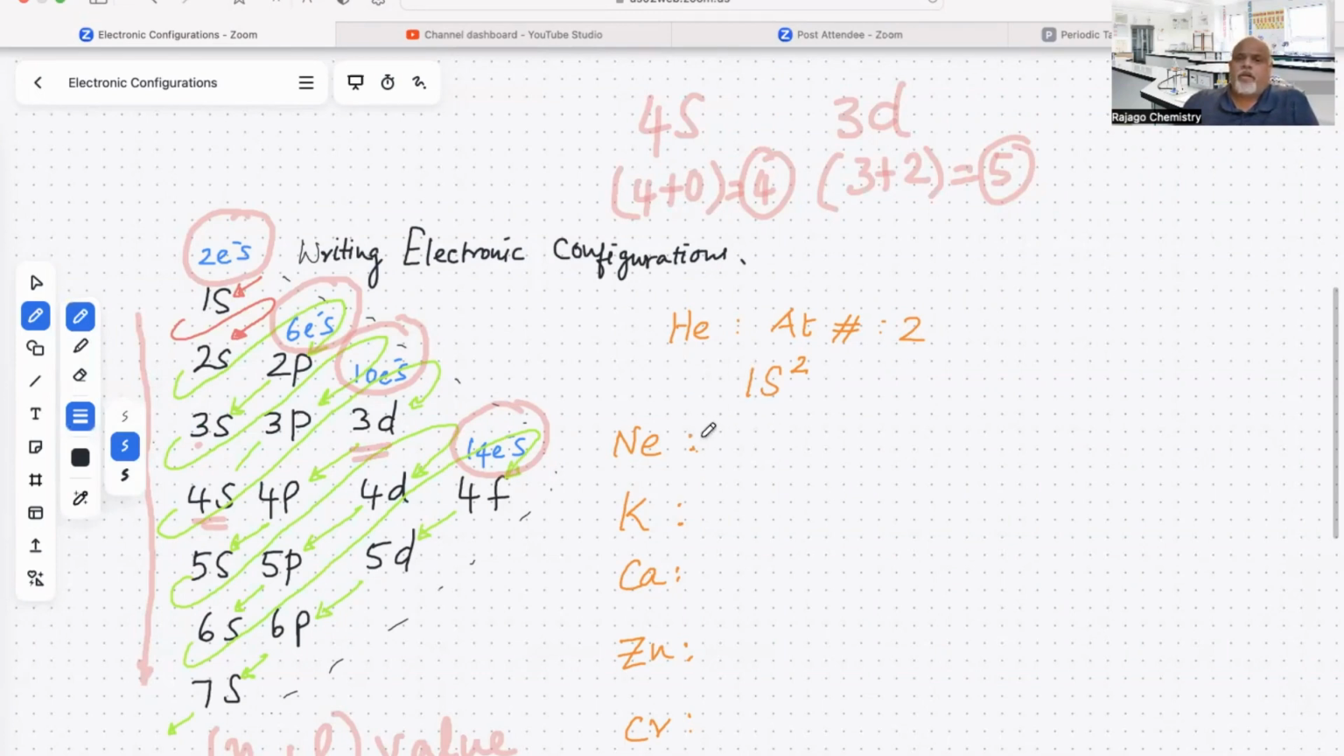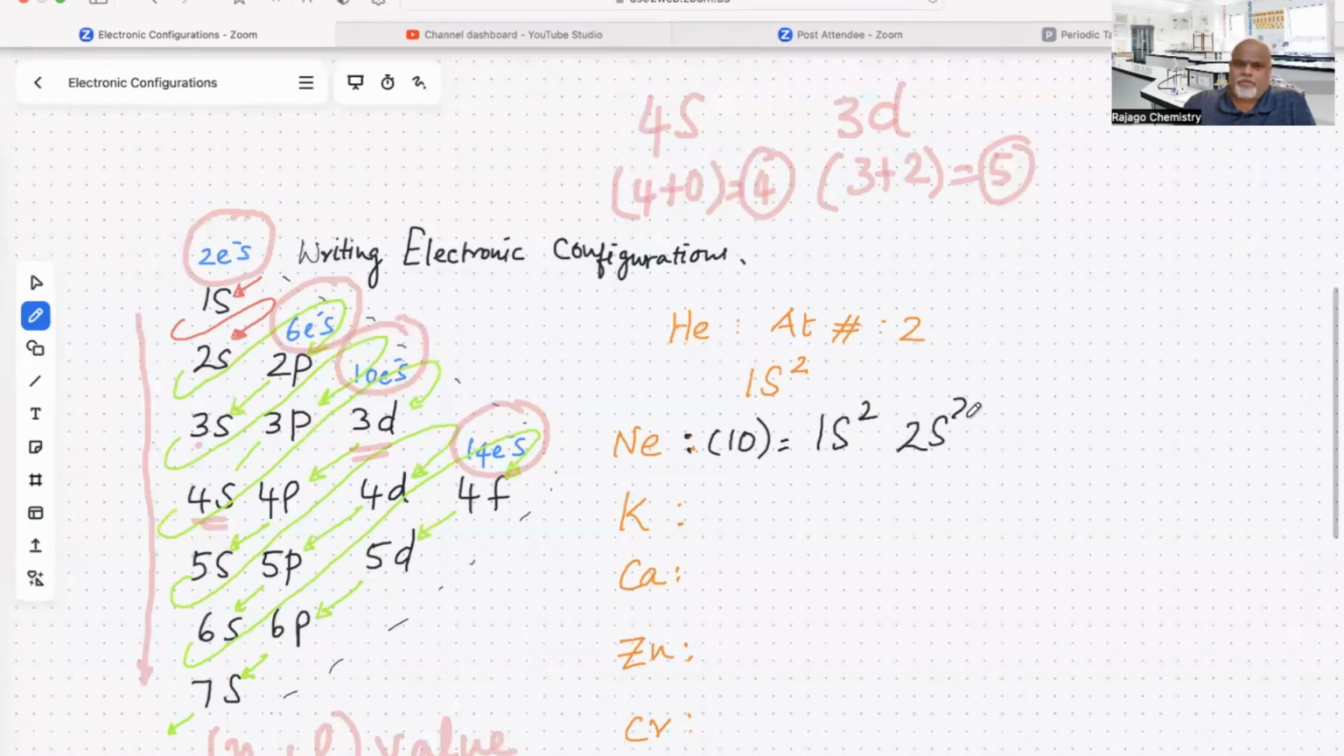So neon is atomic number 10. The first 2 electrons go here, 1s2. You write 1s2, 2s2, and then 2p6, and then you count them. 2 plus 2, 4, 4 plus 2, 6. So it's done. This is the electronic configuration of neon. You just add these numbers to see whether you have done it correctly.